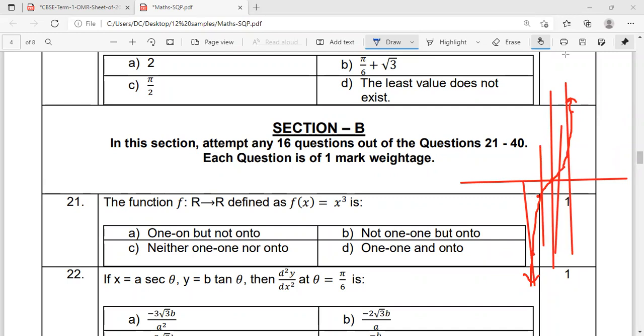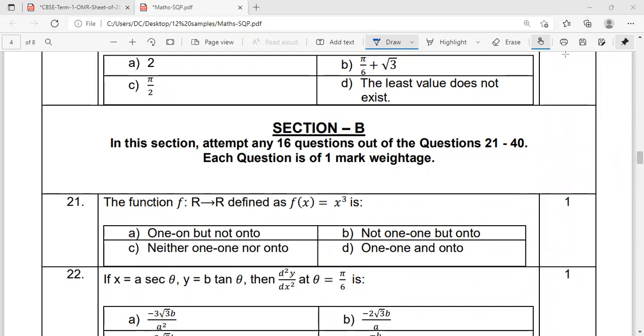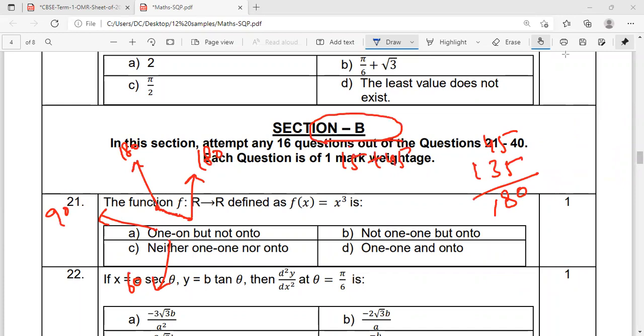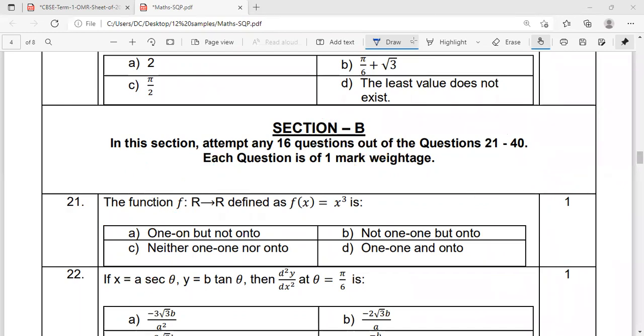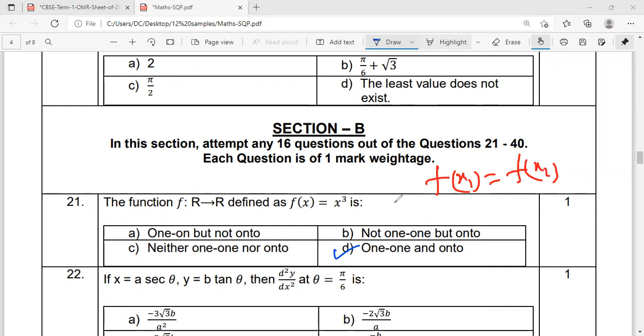Now this function is both 1-1 and onto. This is the graphical method, so we are not going too much into detail, but we know the function is 1-1 and onto here. And algebraically also we can say, if f(x1) is equal to f(x2), we learn like that, no? That means x1 cube equal to x2 cube. Here we take the cube root, and this gives me x1 equal to x2. This means this is 1-1.